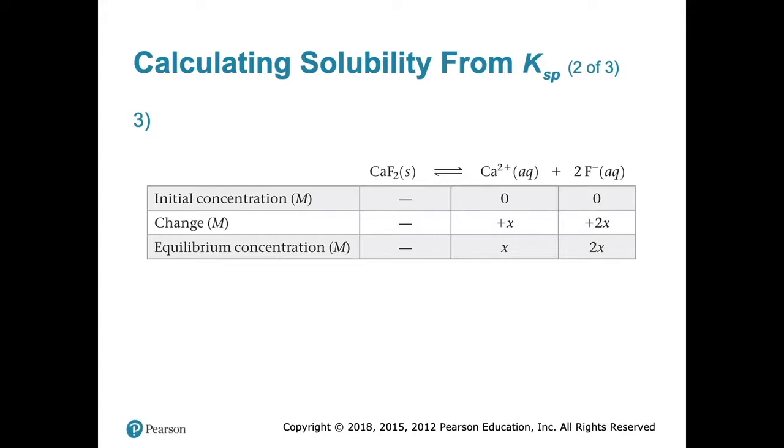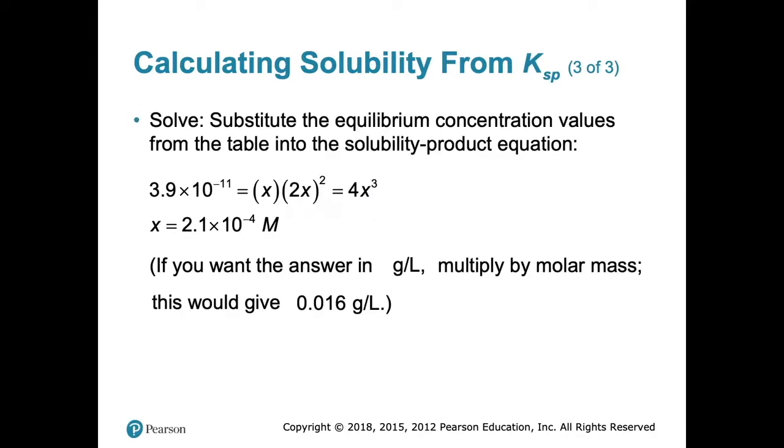But what that means then is that when you have a change, all this stuff is still 0 for the solid. But you only have 1 mole of calcium, and you have 2 moles of fluoride. So it's going to be plus x here, plus 2x here. Thus, the equilibrium concentrations of those ions are going to be x and 2x. So not as complicated as the acid base or the chemical equilibrium, right? Then you just put it all together.